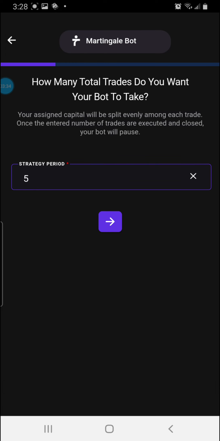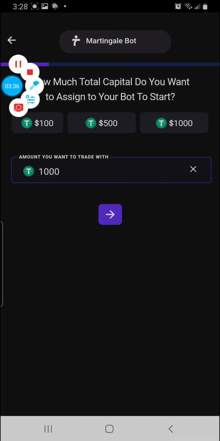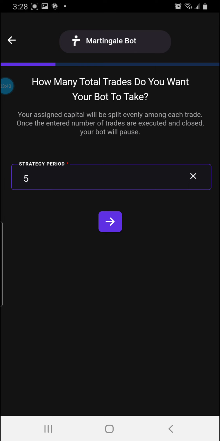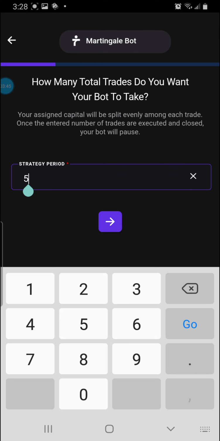So let's go with 1,000. After clicking 1,000, I click this arrow, and then I come here. Your strategy period is your choice. You can decide to do 5, 10, 20, 100, 200, depending on you. Your strategy period means the number of times you want your bot to keep running. If you want it to take profit at 1 and close, you select 1. If you want it to take profit 5 times, it runs 5 times. Sometimes you could take maybe 2 or 3 profits just to give you one strategy period.